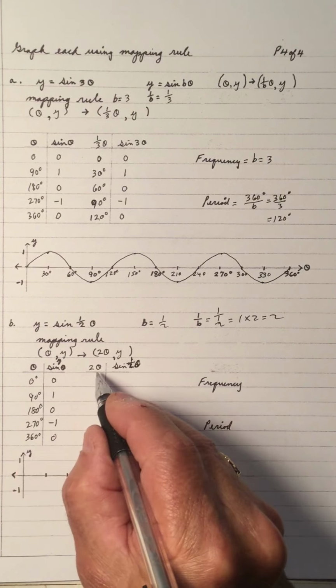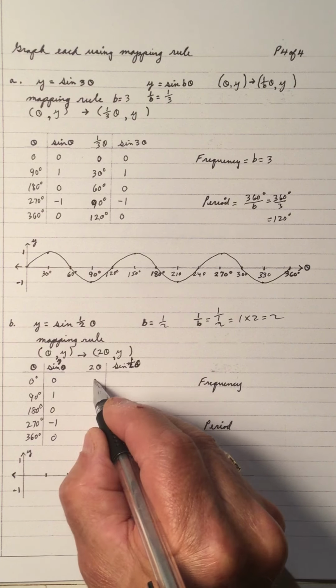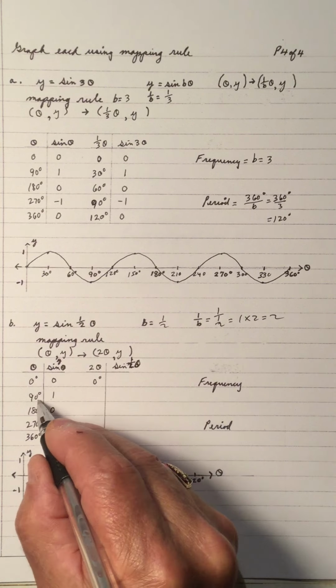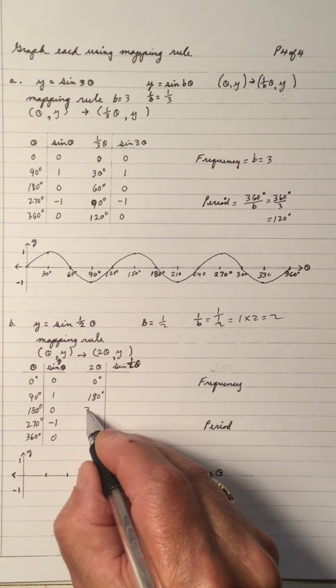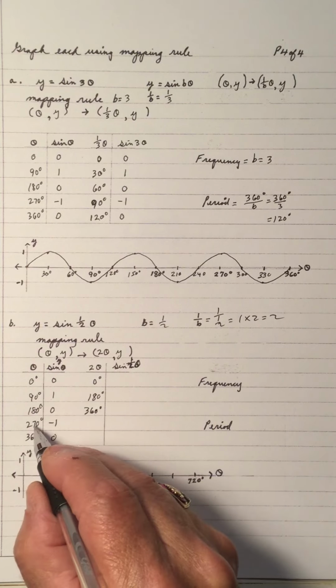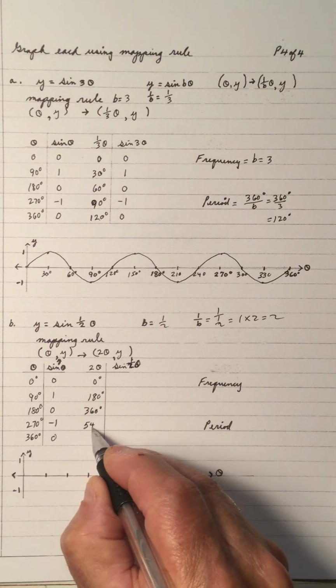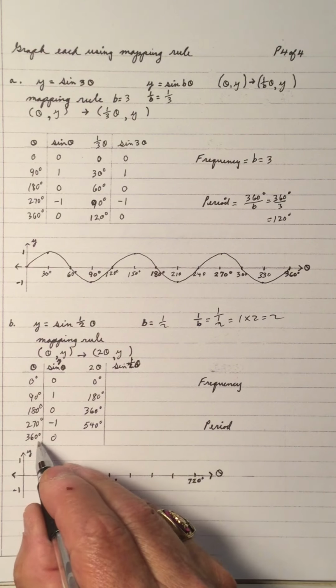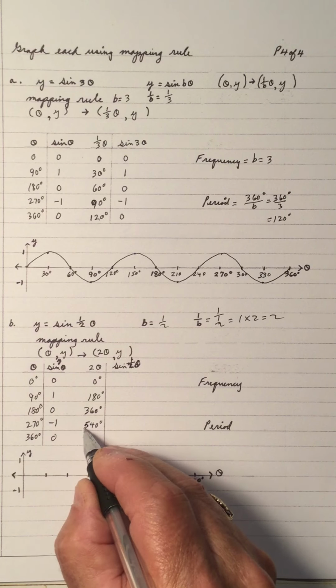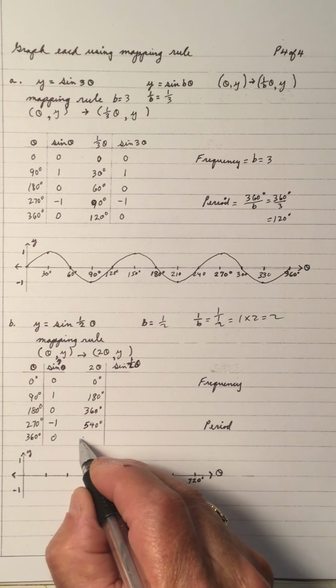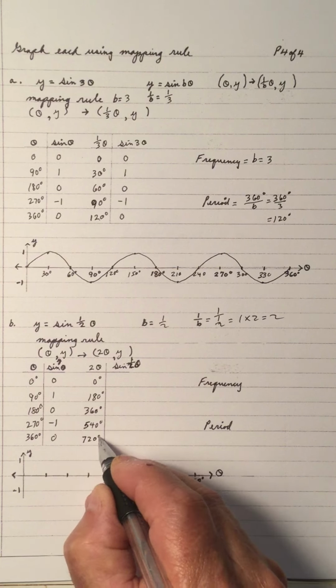So we put a 0 in. 2 times 0 is 0. 2 times 90 is 180. 2 times 180 is 360. 2 times 270 is 740. 2 times 270, or sorry, 540, did I say 740? 540. 2 times 360 is 720.